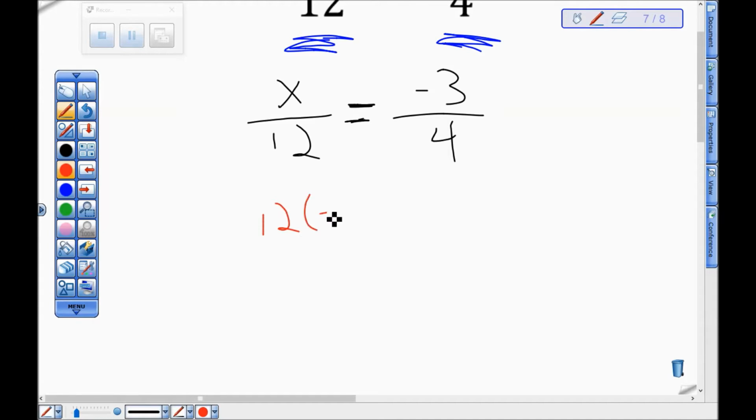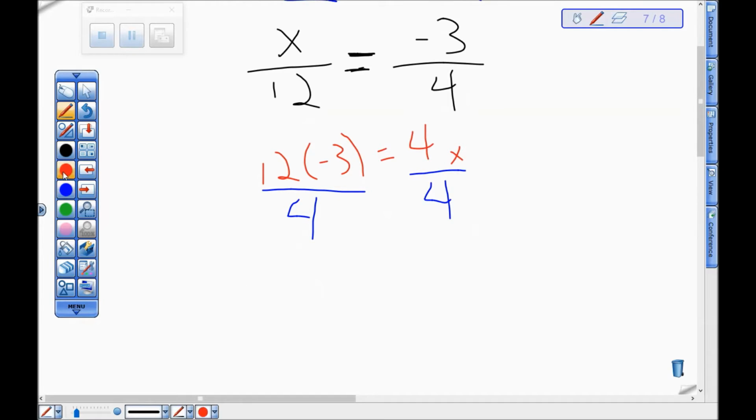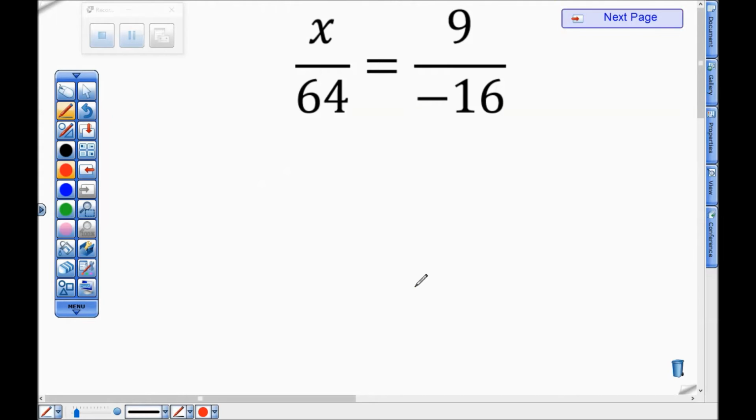12 times negative 3 is equal to 4 times x. Divide both sides by 4. But do it in your fancy other color, so it makes you feel cool. Makes me feel cool, which is obviously why I do it. 12 divided by 4 is 3. 3 times negative 3 is negative 9. So x here should be negative 9. Okay, great.